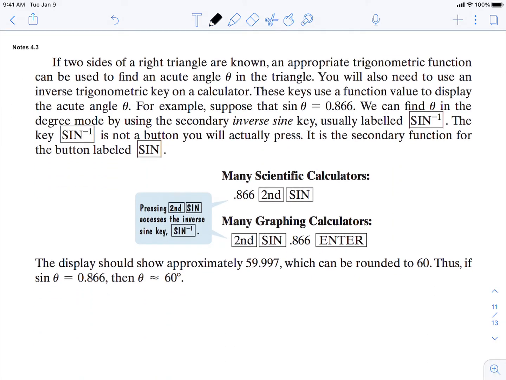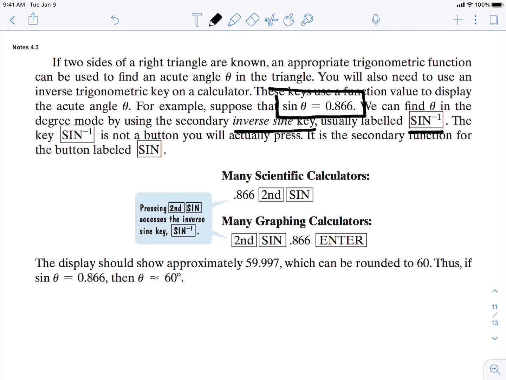This next slide talks about your calculator. If two sides of a right triangle are known, an appropriate trig function can be used. You will need to use an inverse key to find the angle measure. So for example, the sine of theta is 0.866, and you want to find the angle measure. You have to use the inverse key, which is labeled sine inverse. It is not the second button.